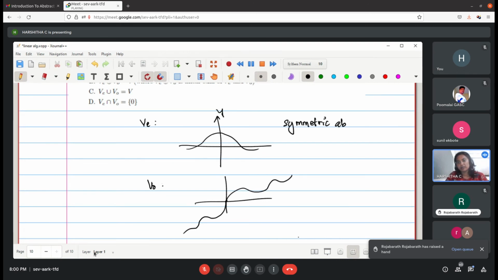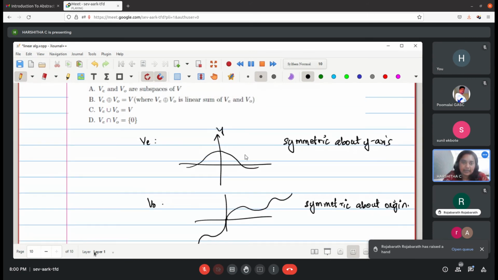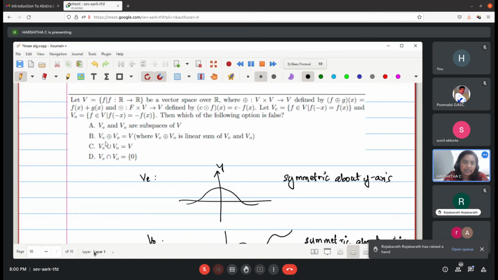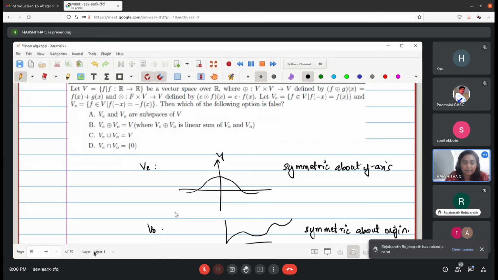So one is symmetric about the y-axis and the other symmetric about the origin. We are given a few options. Are they subspaces of V? Is their sum the whole of V? What is their union and what is the intersection?